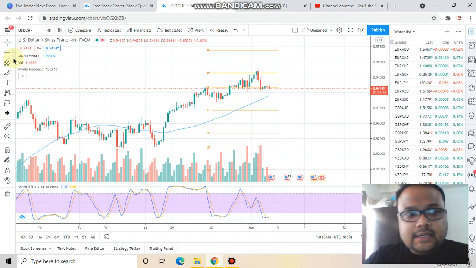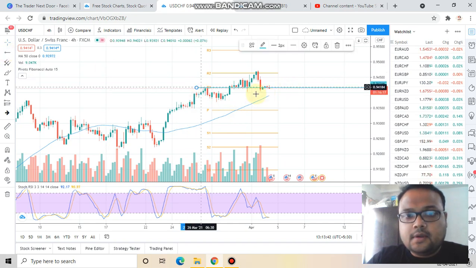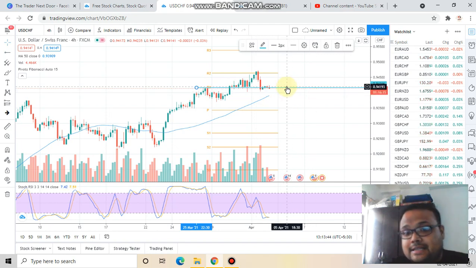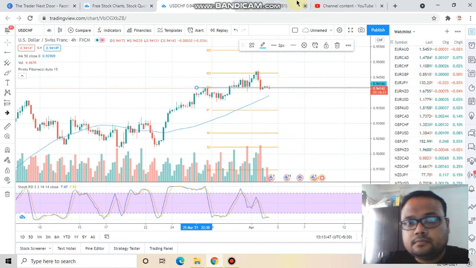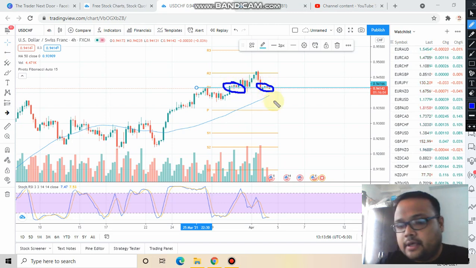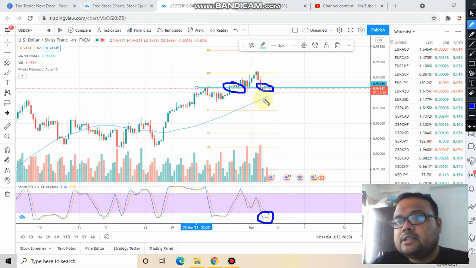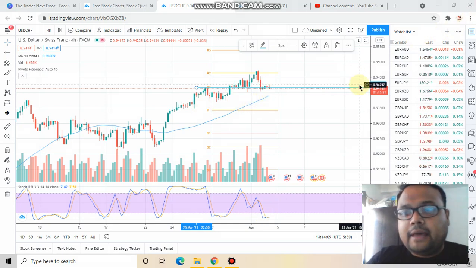And market, as we can see right now, is taking support at this particular price level. Before also it took support at this level, and again it is taking support. And as you can see here, market is in the oversold zone right now, and the 50 moving average is also coming from the downside. So things are adding up little by little.